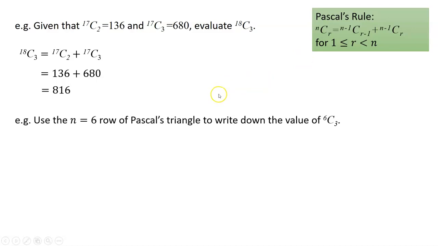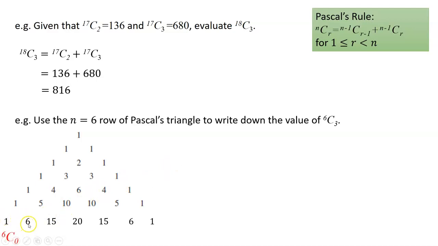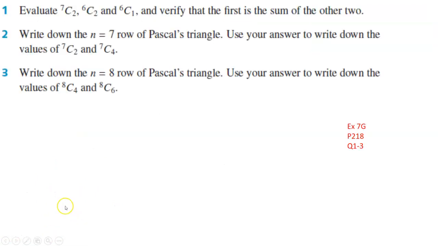Okay, so the n equals 6 row of Pascal's triangle, and we're going to use that to find the value of 6 choose 3. So we only got to here on our slide earlier, so we need to generate the 6th row. So we're going to have 1, then 1 plus 5 is 6, 5 plus 10 is 15, and so on. So this 1 is 6 choose 0, 6 is 6 choose 1, 15 is 6 choose 2, and so 20 is 6 choose 3. Okay, pause the video now while you have a go at questions 1, 2, and 3.